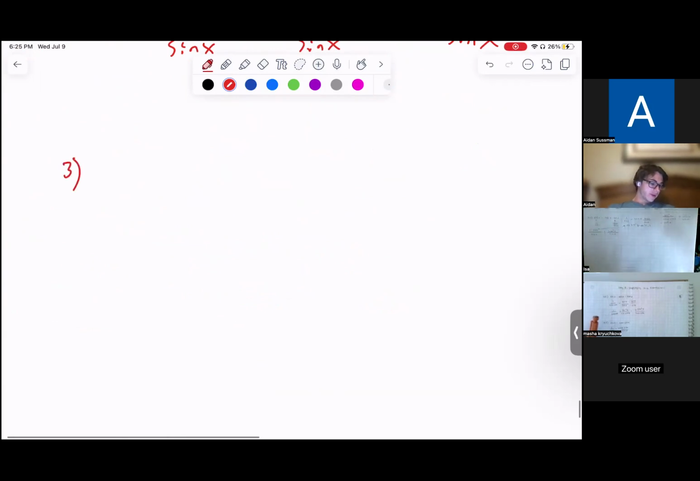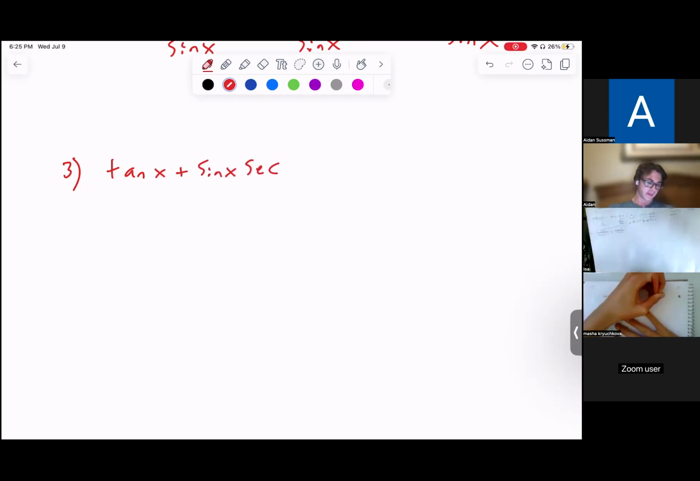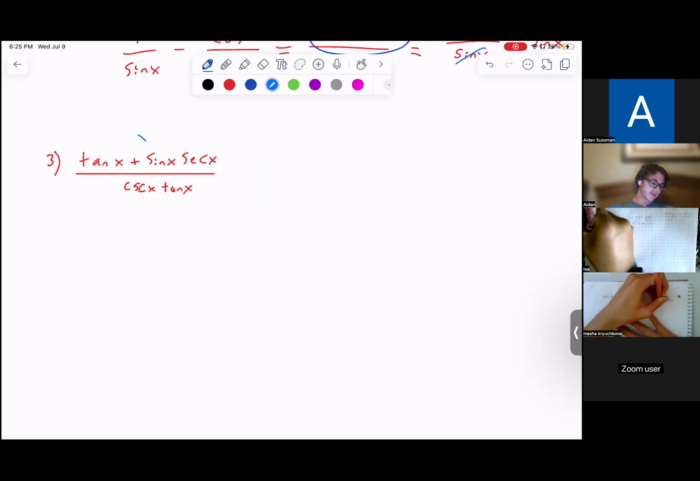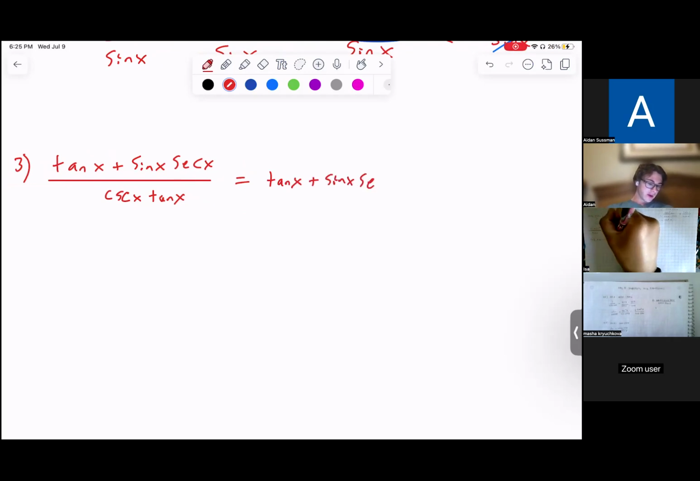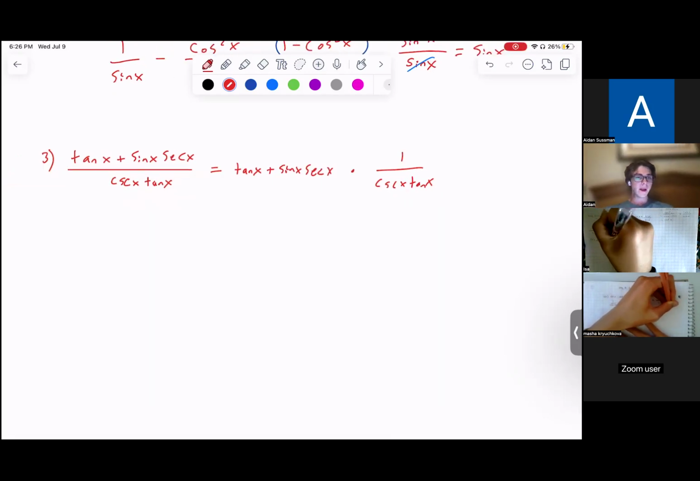I've explained this a couple times, but I'll show it again. So we have tangent of x plus sine of x times secant of x divided by cosecant of x times tangent of x. And anytime you have these fractions, I think the easiest thing, and I would always do this, and you should, there's no reason not to, is to turn it into multiplication. So I take my numerator and I rewrite this as being multiplied by 1 over my denominator. And this will make it a little easier for when we start to try and cancel things out. So that's step one.